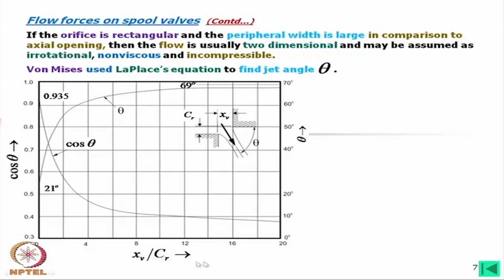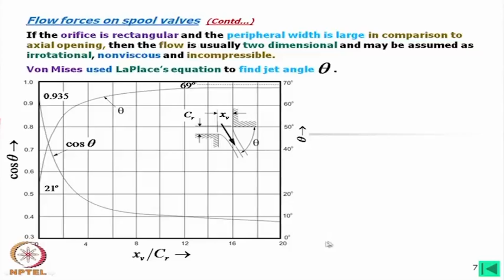What is xb? xb is the spool displacement and Cr is the radial clearance. That means this is a geometric dimension which we can measure, which is a known value, and xb is also known because we are giving this displacement to the spool. In this direction we have put cos theta, and this is the curve for cos theta and this theta angle for this rectangular type port, rectangular type spool valve.